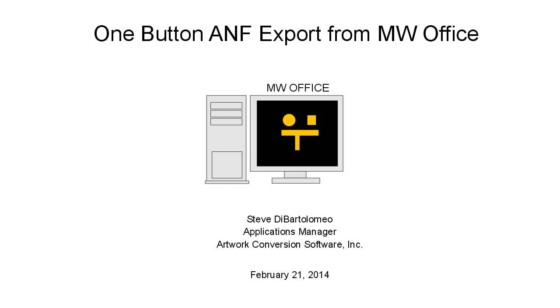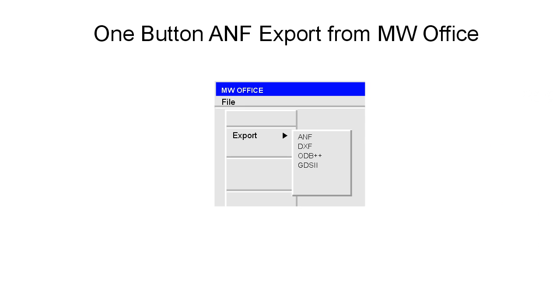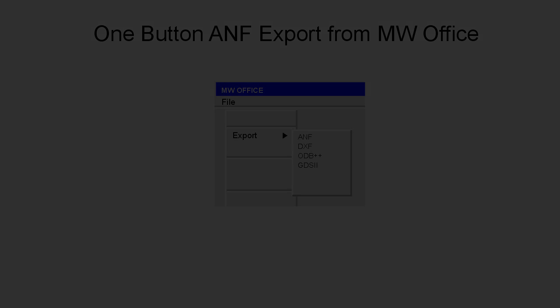Good afternoon. Today I'm going to talk about how we would like to integrate ANF Export into Microwave Office. The way we're going to do this is to add a button to Microwave Office's Export menu so that the user can click on ANF, and in the background things will happen, but the net result will be that an ANF file is produced without further user intervention. So here's what happens in the background.